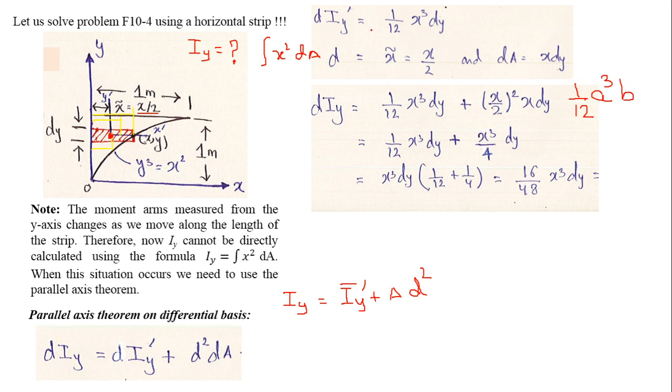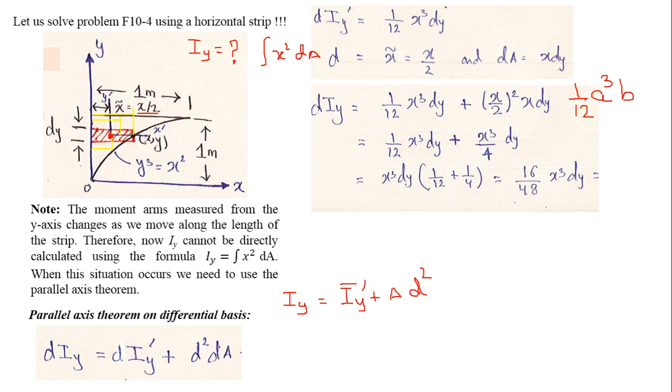So here, since we are calculating Iy, the dimension that will be cubed will be the dimension which is perpendicular to the y-axis, this dimension x, while the dimension that is parallel to the y-axis will remain as it is. So this is dy, the dimension that is parallel to the y-axis.